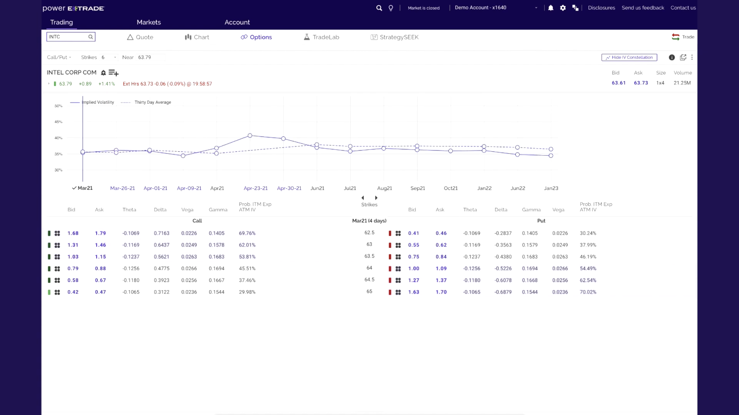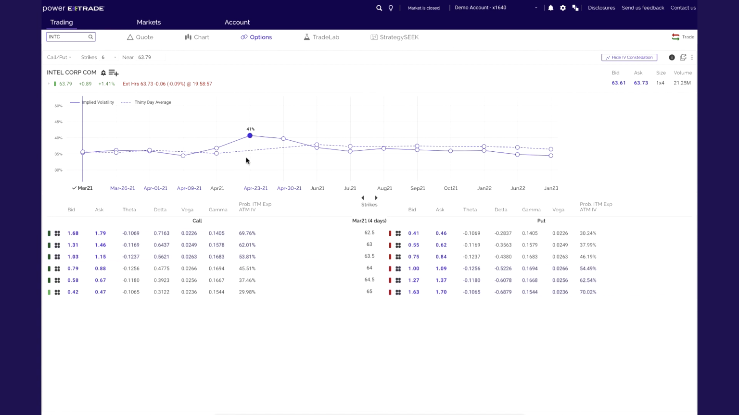Let's see if we can see any anomalies here. I can see that for the March expiration, the implied and the 30-day average are about the same, and this stays true for the most part until we get out here and see this spike. The spike is around April 23rd, about 39 days out.